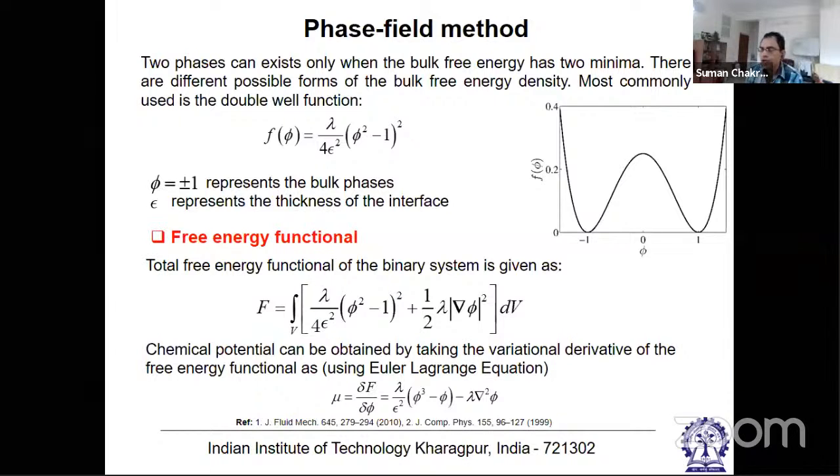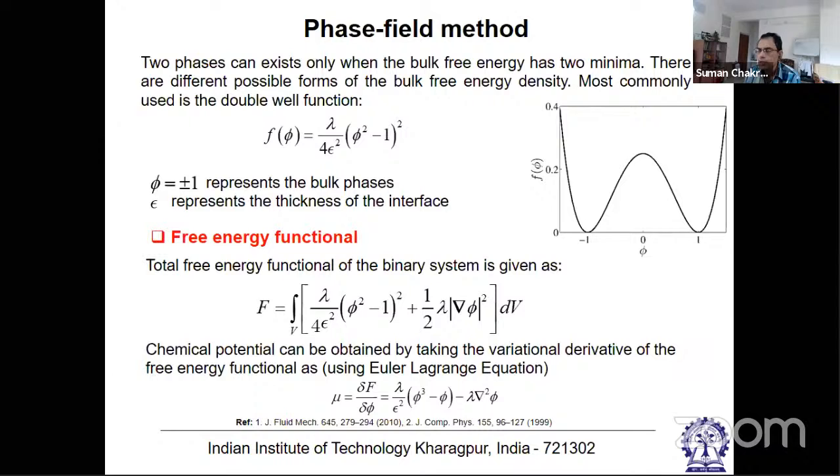The function of phi, which is the energy of the bulk phase, can be expressed in various mathematical forms. One popular form is shown here. This is not the only form, but one very popular form. This is called a double well function, because at phi equal to minus 1 and phi equal to plus 1, this function has two minima, and the minimum is 0.